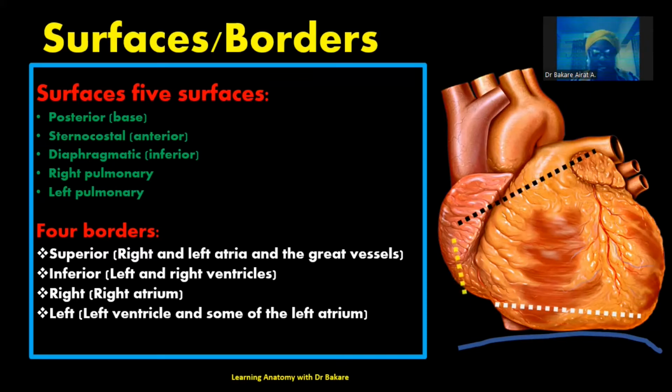We have the right border. The right border is formed mainly by the right atrium. This is the right atrium, and this forms the right border of the heart, and this is highlighted in yellow. On the left side, we have the left border, which is highlighted in blue, and this is formed mainly by the left ventricle and also portion of the left atrium. This is the left atrium here, and this is the left ventricle. So it is formed mainly by the left ventricle and also region of the left atrium. So that is how we have the borders of the heart being established.